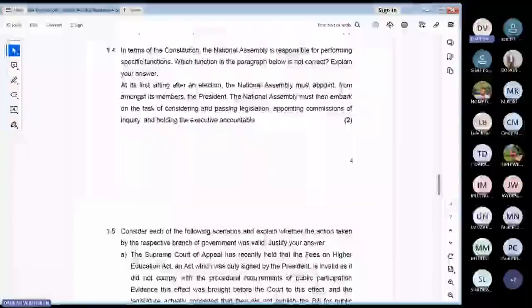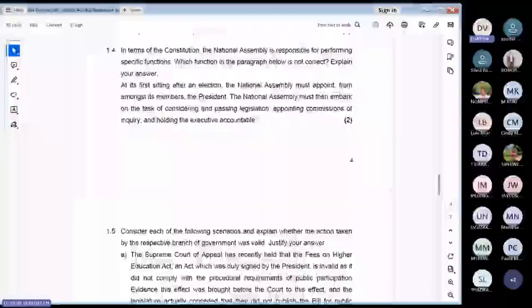All right. Okay, so number 1.5. These are 4 marks. So these ones you'd probably have to make a nice rounded paragraph to get your 4 marks and aim for maybe like 4 points in here if you can. These ones want to know whether the action is valid or not based on the respective branch of government.